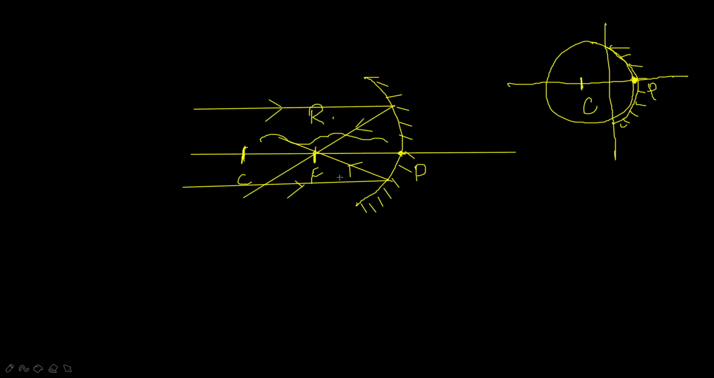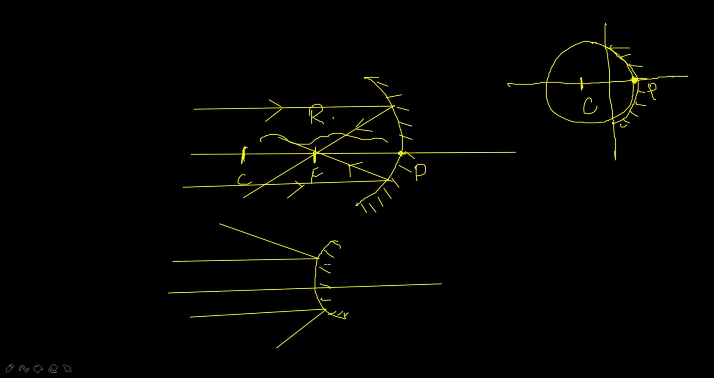So a concave mirror is also called which mirror? Converging mirror. The focus of the concave mirror is in front of the mirror with respect to the source of light. Now if we see the convex mirror and its principal axis, the light rays coming like this will diverge, and they seem to meet at a point. This is called the focus.